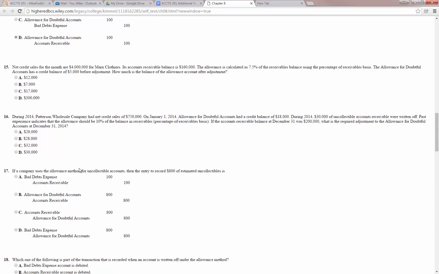15, net credit sales for the month are $4 million for Mark's Clothiers. His accounts receivable balance is $160,000. The allowance is calculated as 7.5% of the receivables balance using the percentage of receivables basis. The allowance for doubtful accounts has a credit balance of $5,000 before the adjustment. How much is the balance of the allowance account after adjustment?